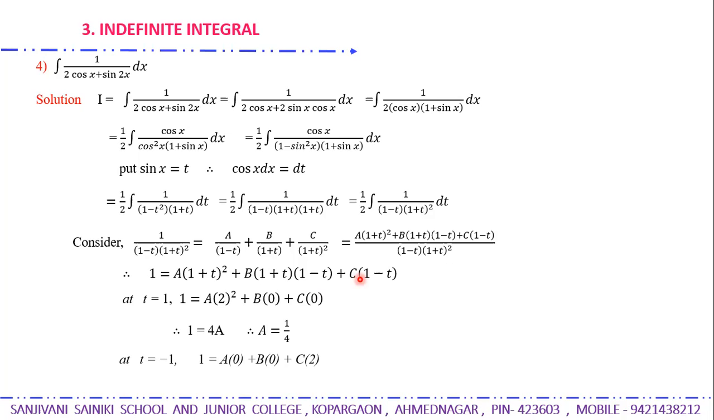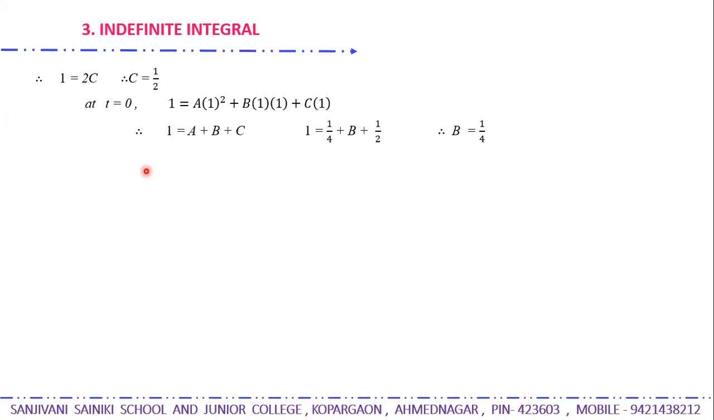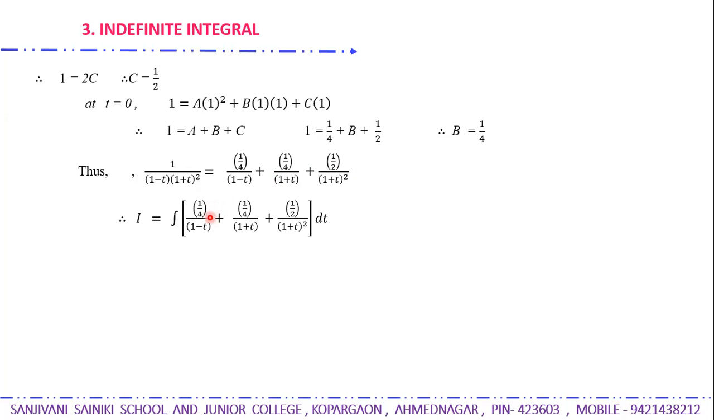Okay, and to find the value of the other variable b, we have to put t is equal to 0. After putting t is equal to 0, you will get b is equal to 1 by 4. So these are the partial fractions. Now we will integrate it.